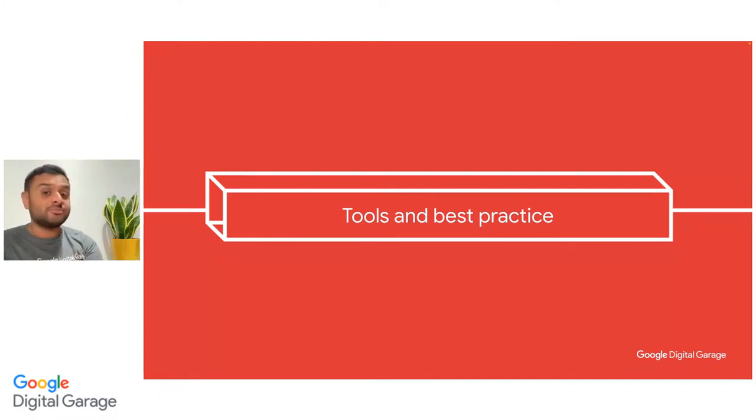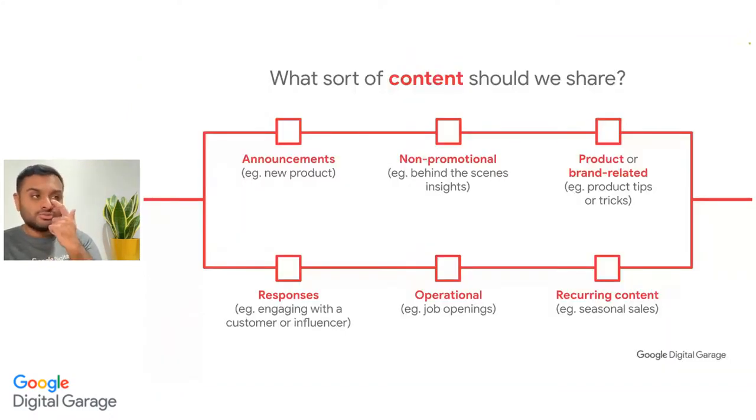We're looking at some tools and best practices. Now, when it comes to social media, we can share various different types of content. You can see a load of these on screen. You've got seasonal sales, product announcements, and non-promotional types of content as well.